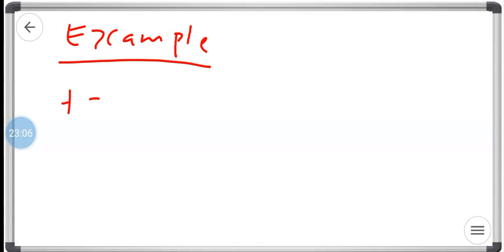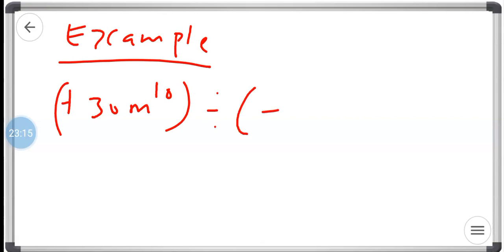Plus 30m raised to power 10 divided by minus 15m raised to power 6. Now you can see that in this question, we have plus 30m raised to power 10 divided by minus 15m raised to power 6. You can see that they are unlike, and once they are unlike, the result is negative. But once they are alike, the result is positive.